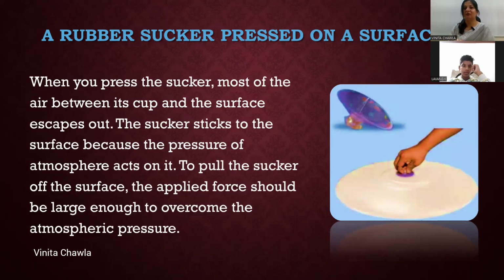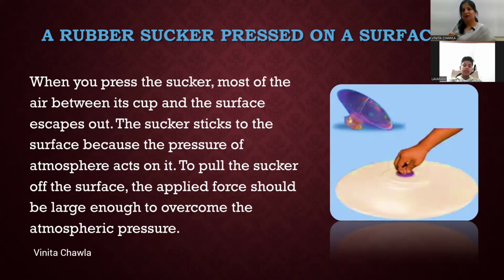When you press the sucker, most of the air between its cup and the surface escapes out, and the sucker sticks to the surface because the pressure of the atmosphere acts on it. To pull the sucker off the surface, the applied force should be large enough to overcome the atmospheric pressure. So we need to apply so much effort to pull it, right?